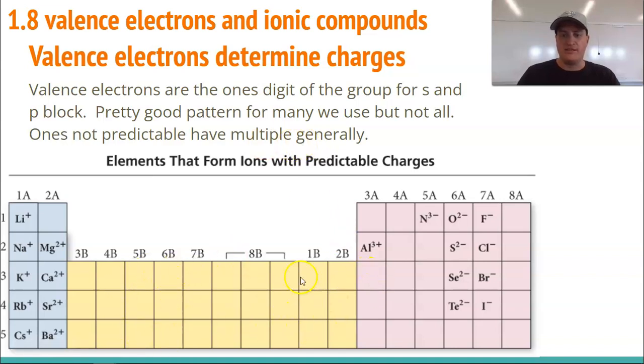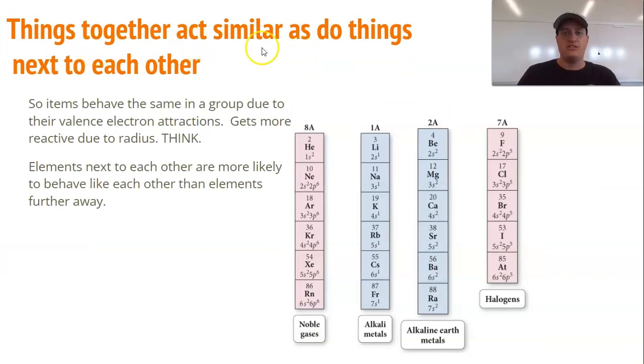As you can see, in the D block there's nothing really concrete. But we have predictable ones that you remember from your patterns from previous classes. Make sure you get those patterns down because you're going to be using those going forward. So things next to each other act similar, as do things in the same group. Items behave, chemically and physically, in a group due to their valence electron attractions. So all of these are noble gases, and the noble gases have full outer energy levels.